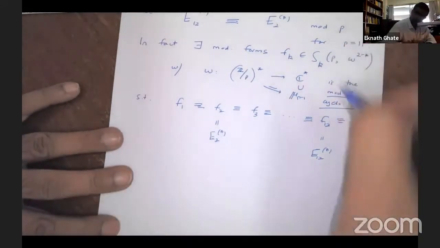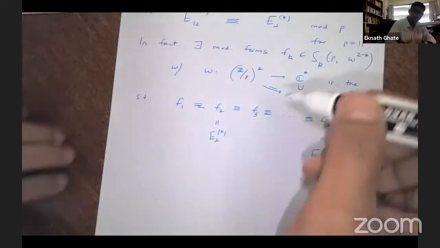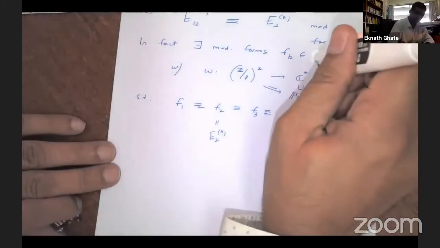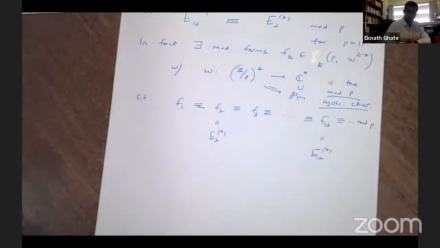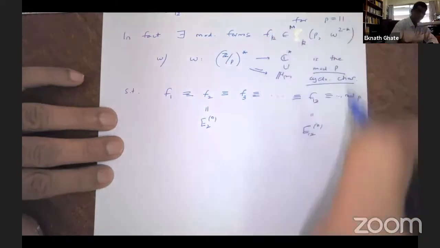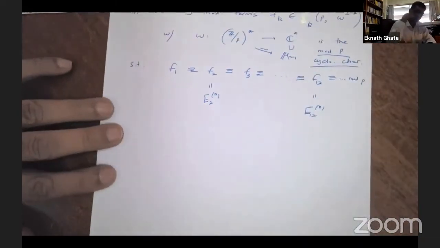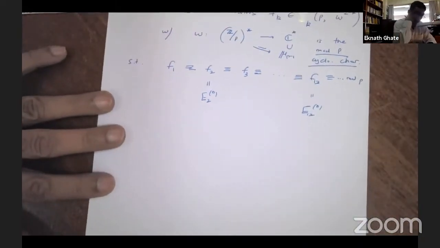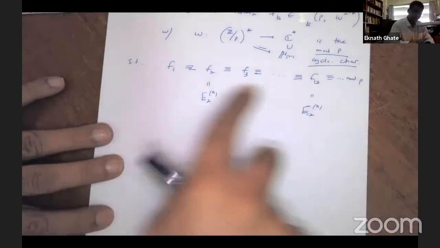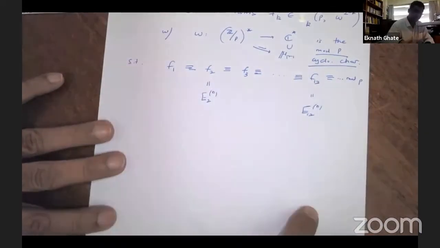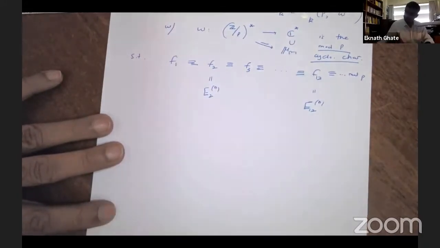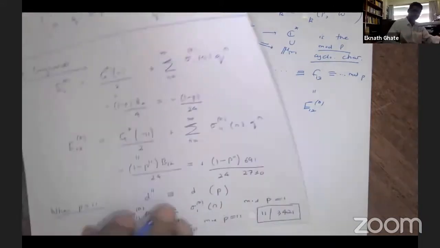Sorry, this is not right. There are Eisenstein series. I should not write S here. I should write M, because they're actually modular forms. They have some q-expansion. Sorry, they don't vanish at infinity. So M_k. Yeah, so there's one modular form of every weight, and they're all congruent mod p equals 11. So this is one example of the congruences.